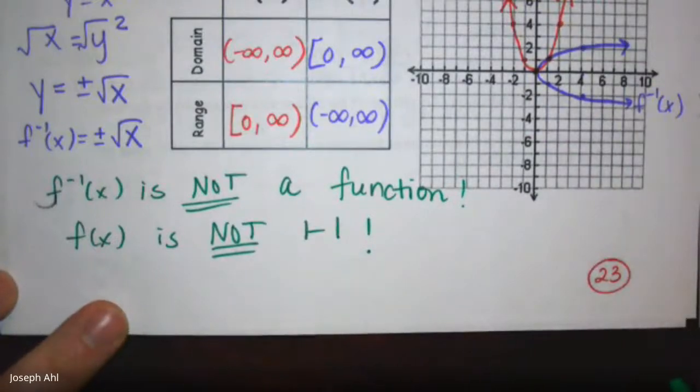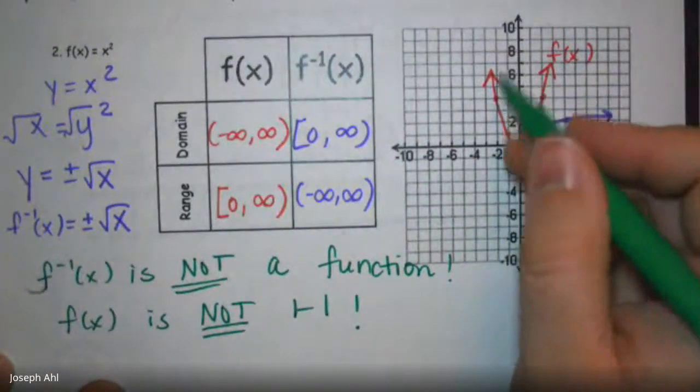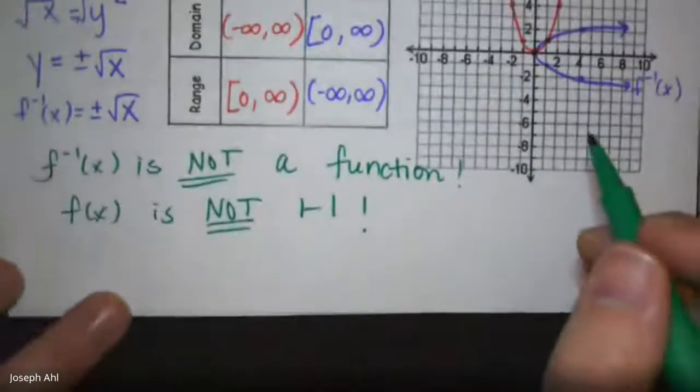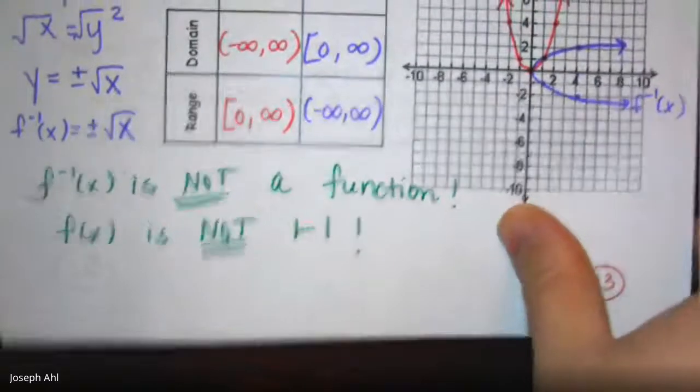What I might ask you later on is, looking at the original function f of x, how would I have known that in advance? How could I tell, looking at f of x, that it's not 1-to-1? That might be something you remember from last year too. All right, I think we've got one more to do.